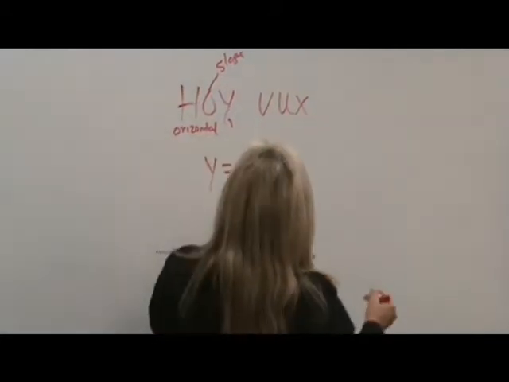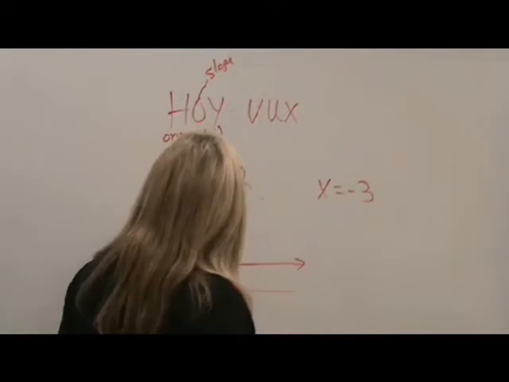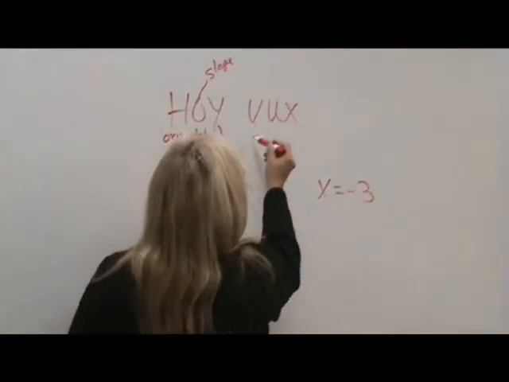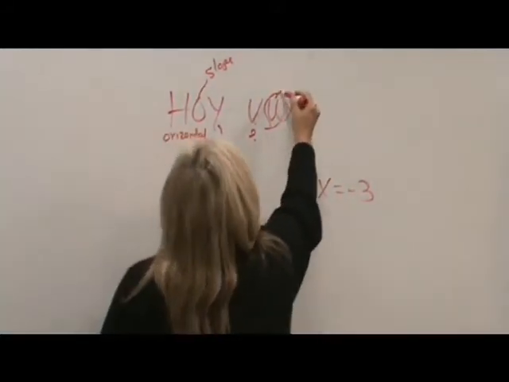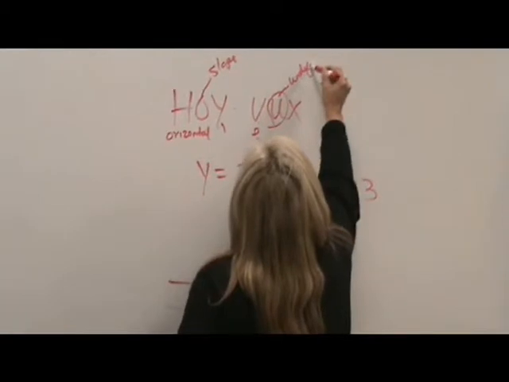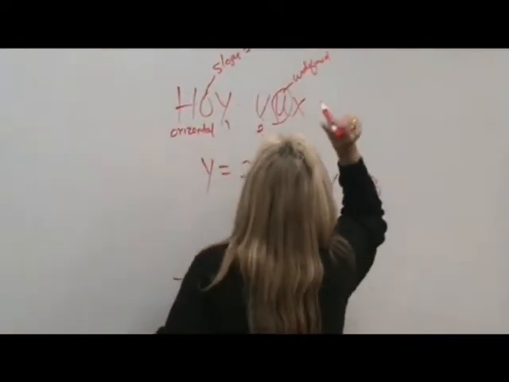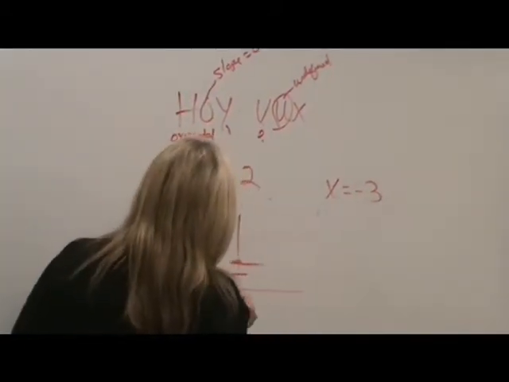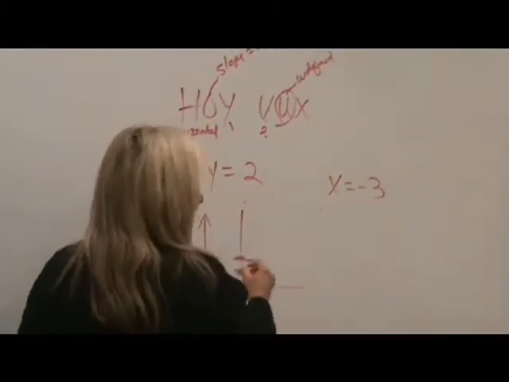So if we do the bucks, let's say we had x equals -3. It's going to be vertical, and it's undefined. The u stands for undefined, and that's your slope. So slope equals 0, and this one would be undefined. So x equals -3 would be here, and it would go that way.